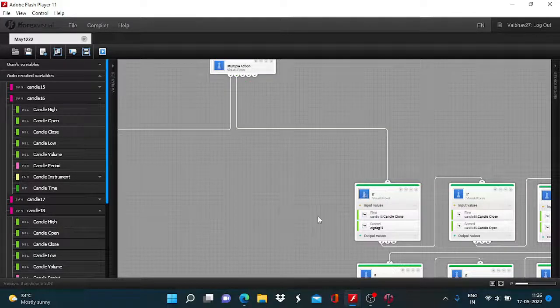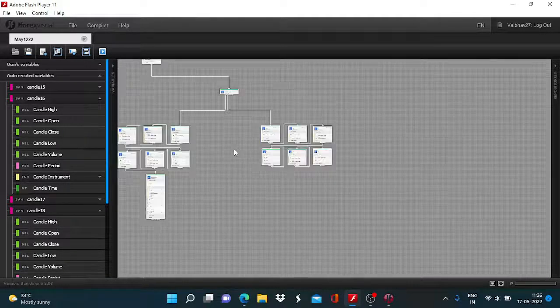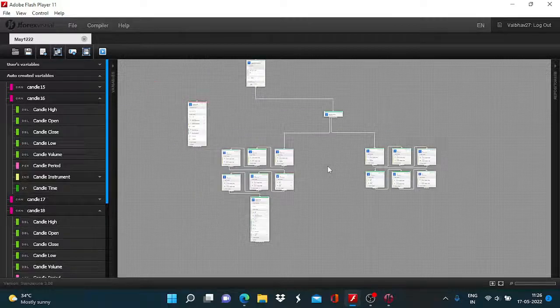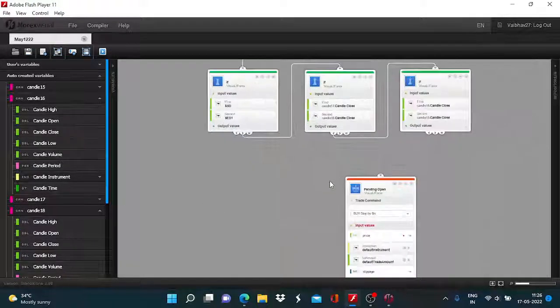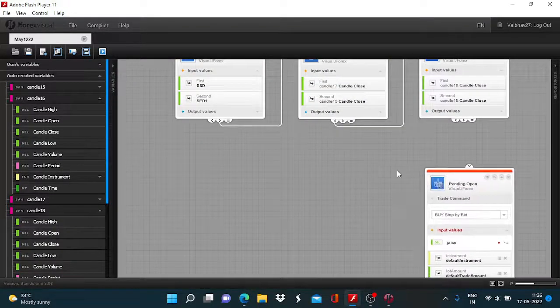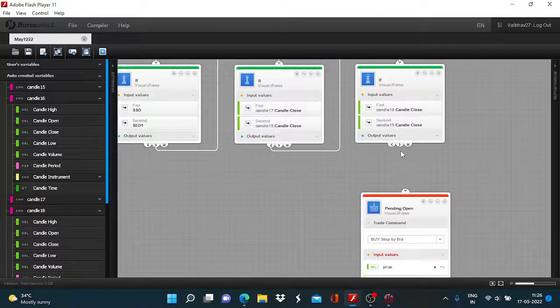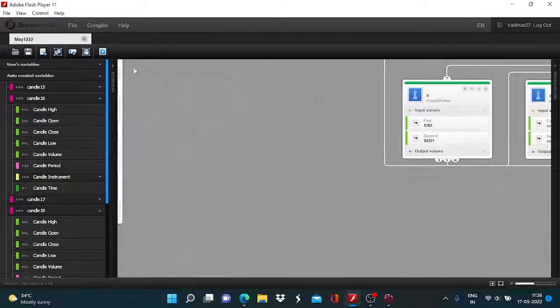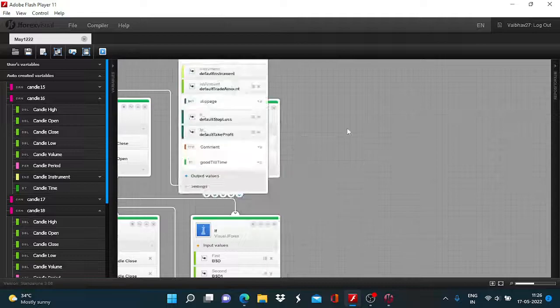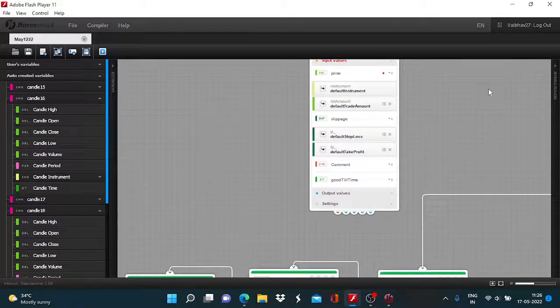We have this line connected to the block, and after that we bring in the trade command block, which I will join to the last one here. First input greater than second input. Now it's time to define the input parameters for the trade command block.